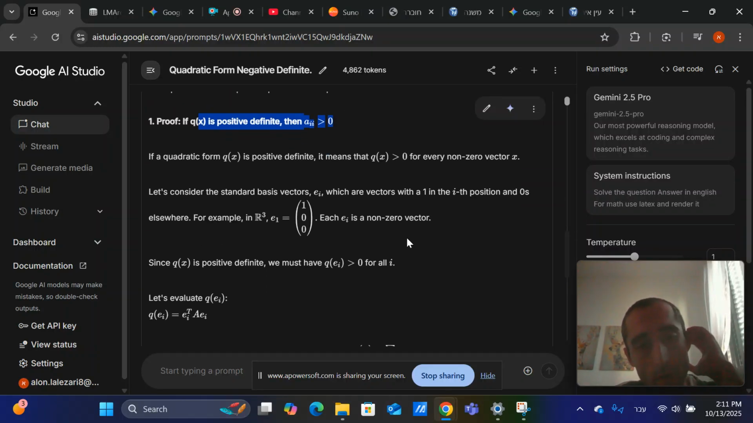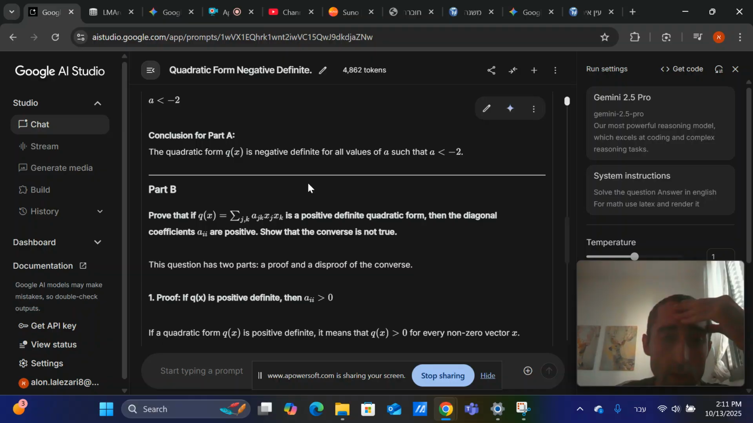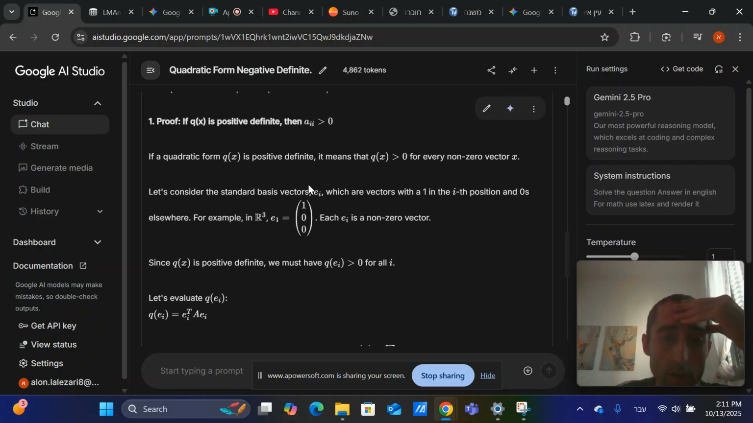Let's see. Assume that we have a positive definite quadratic form. Let's call it Q(x), namely for every x which is non-zero, Q(x) is greater than 0, namely positive. Now we will use the standard basis: e1 is 1 here and everything else 0, e2 is 1 in the second position and everything else is 0, and so on. And we will show that it gives us a positive number for each one of them, and it represents a_ii, namely the diagonal elements.